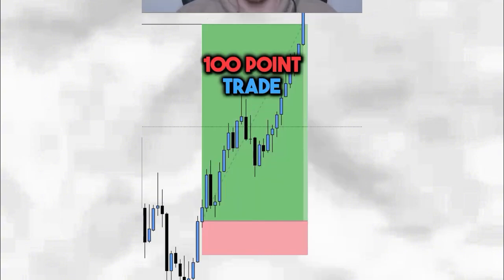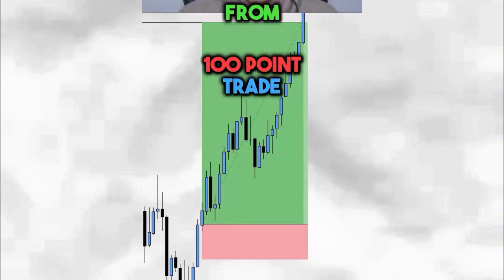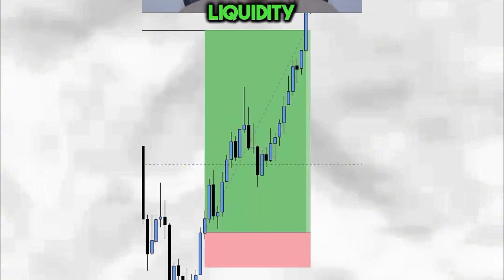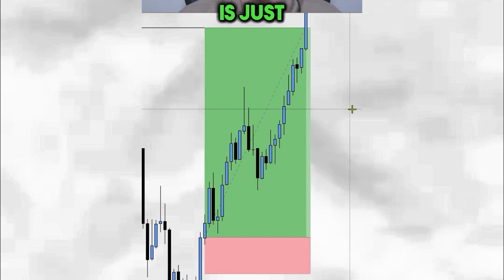I'm a 6-figure funded trader, and that is simply from trading fair value gaps and using liquidity as my targets. There is no need to overcomplicate your trading strategy when all you really need is just to be able to learn how to trade fair value gaps correctly.